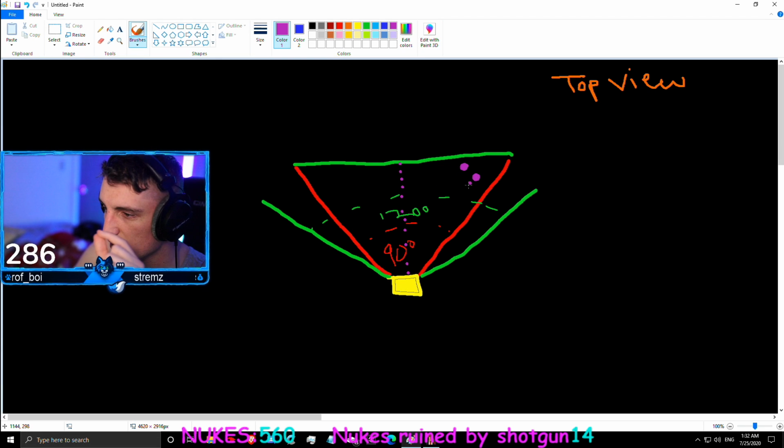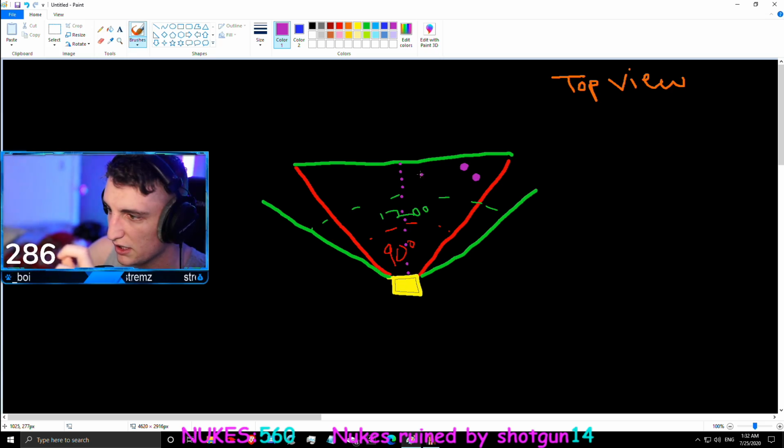On a 90 FOV, it's a lot easier to tell how far away someone is from your center line than on 120, because what happens is warping.